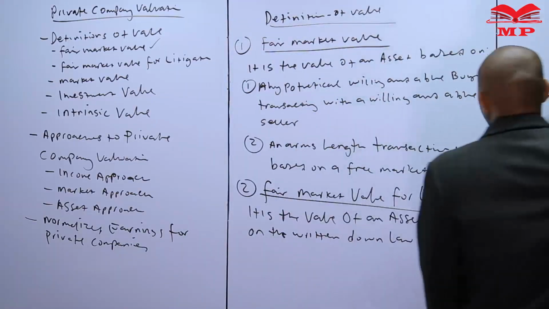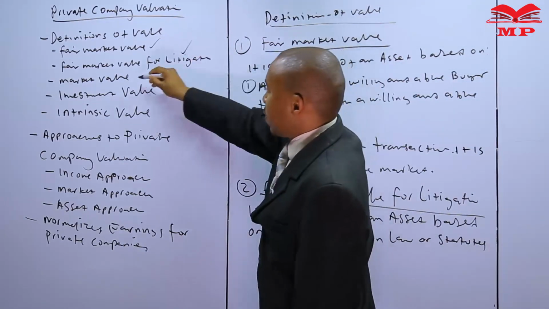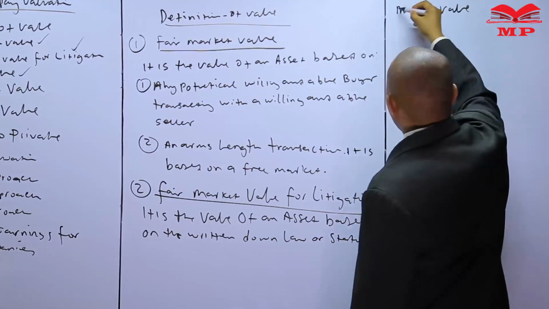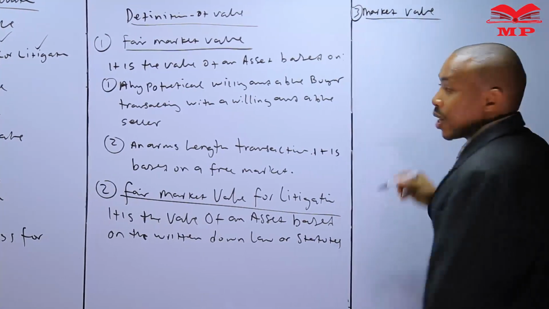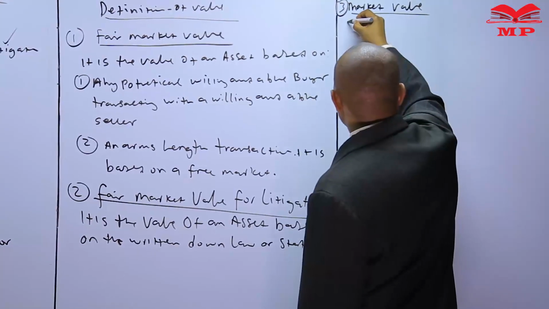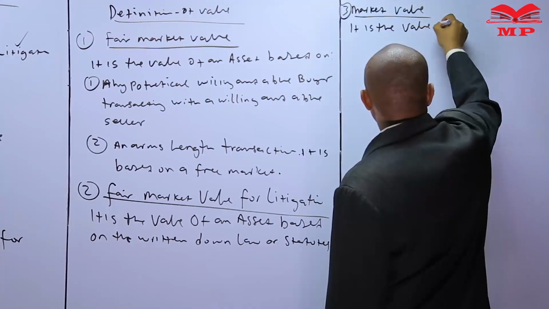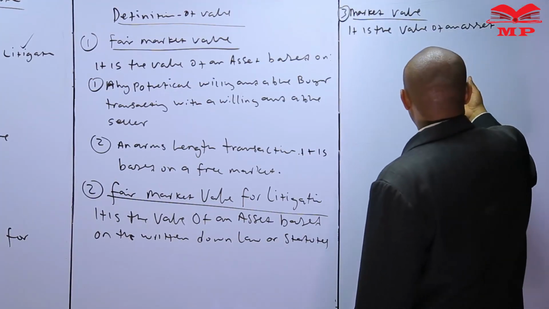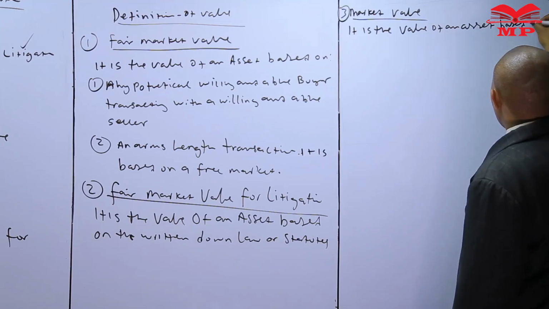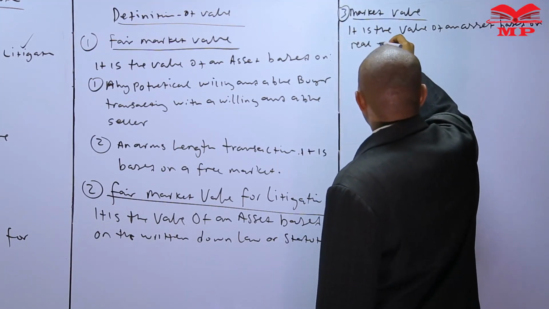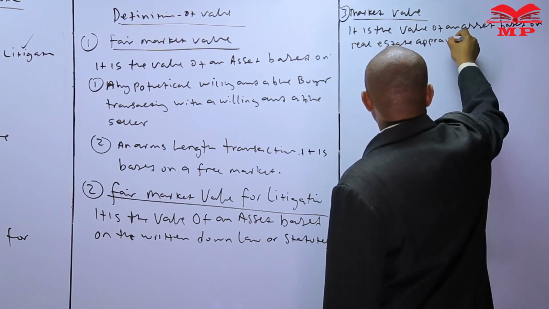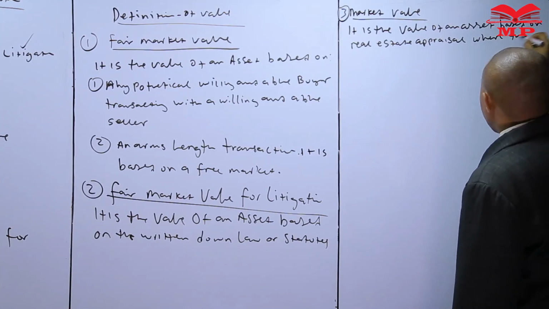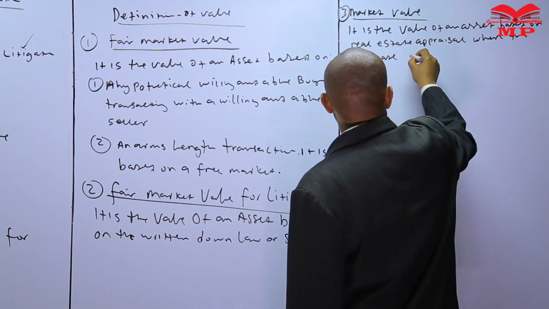Now we move ahead and look at the market value itself. The market value is the third component we're looking at. The market value is the value of an asset based on real estate appraisal, where the purchase is levered.